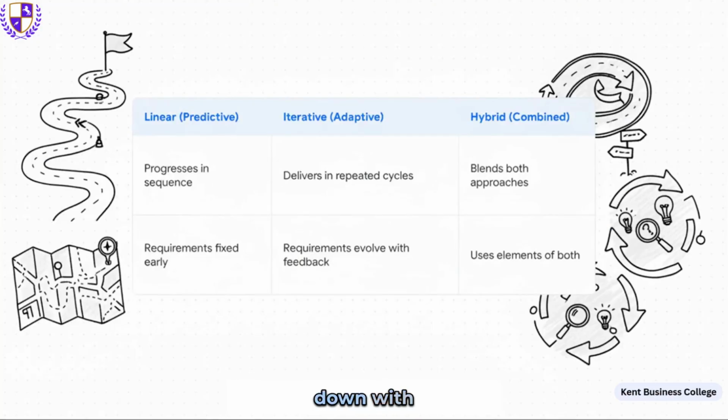Adam then breaks it down with this simple chart. You've got 3 main flavors. First, there's linear, or predictive. That's like following a detailed map, step by step, no detours. Then you have iterative, or adaptive, which is more like exploring. You deliver in small chunks or cycles, and you learn as you go. And hybrid? Well, that's just a clever mix of both.